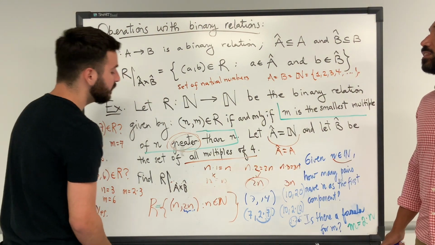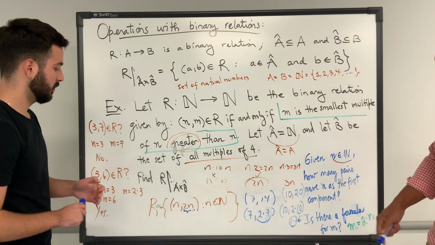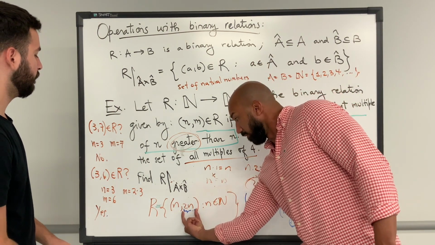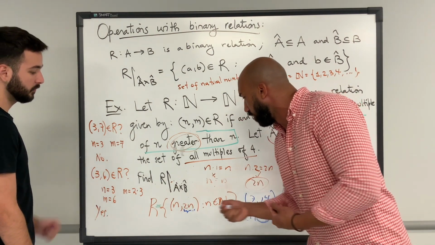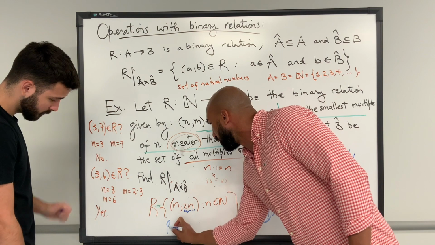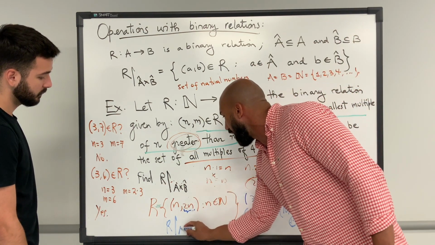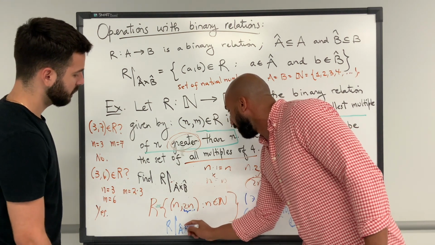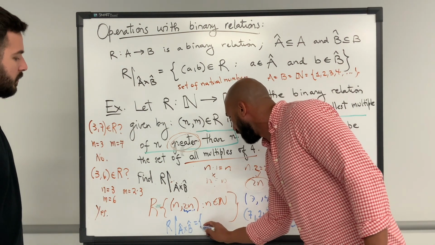We need n to be an even number. Yes or no? Yes. And this is telling us now what is going to be the restriction. So if n is going to be even, we need n even to get here a multiple of 4. That means that the restriction of this binary relation to A hat Cartesian product B hat is going to be.